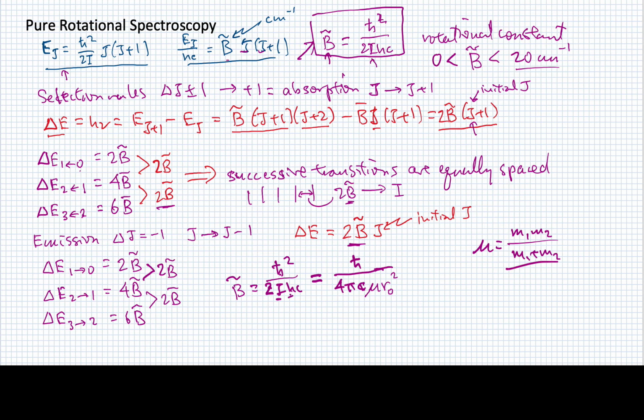So now I'm able to find the equilibrium bond length for this diatomic molecule. If I were to take this expression and solve for R0, what I would get is the following. I would have h bar over 4 pi c mu times our wave number rotational constant, and then I'm going to take the square root of this whole thing. So this now basically allows us to take these pure rotational spectra and get direct information about the bond length, for example, of a diatomic molecule.